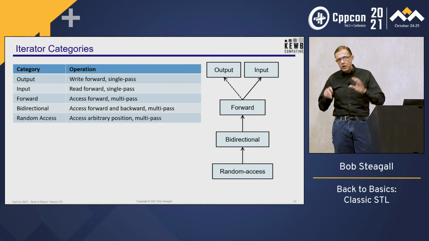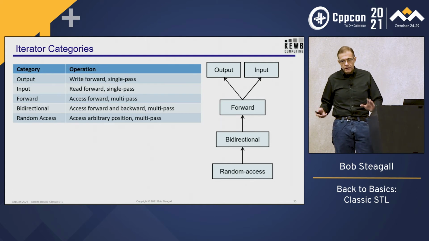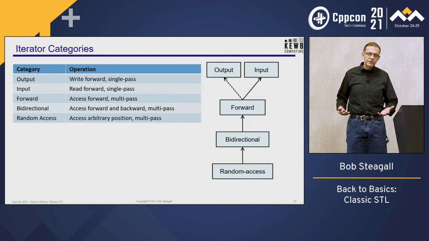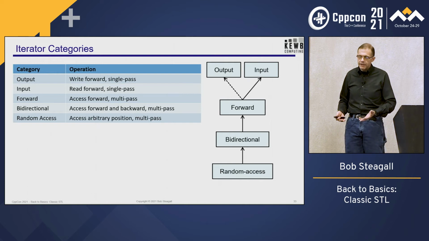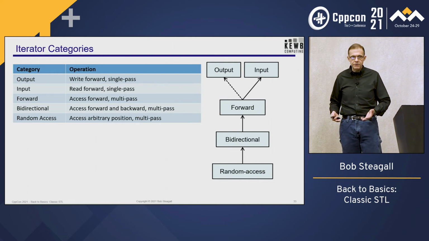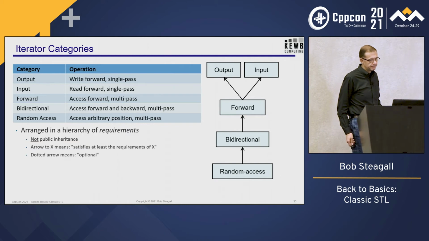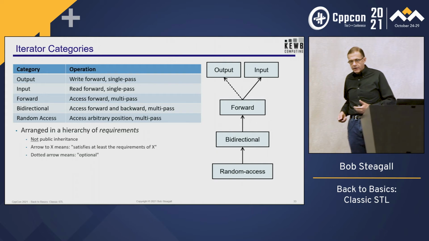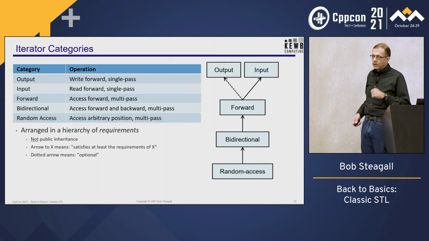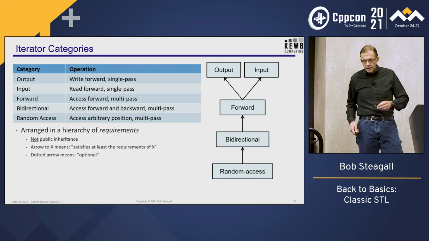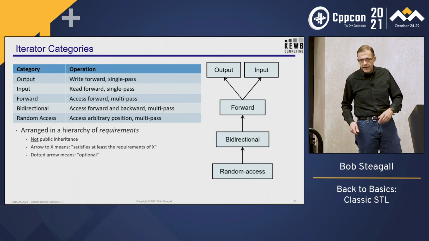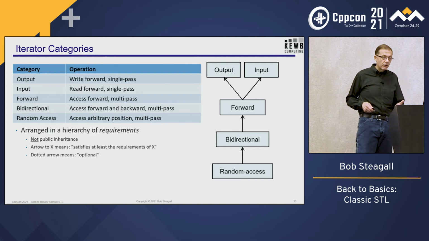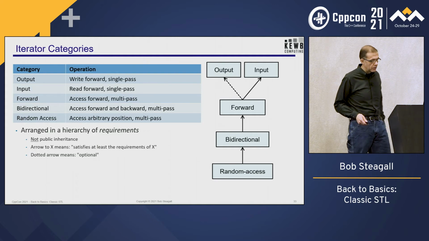So those concrete examples, I like to think, are the sorts of things that they had in mind when they abstracted those examples to design the interfaces that the 5 categories of iterators express. And as I mentioned before, these are arranged in a hierarchy of requirements, not public inheritance. An arrow to X means this thing, bidirectional, satisfies at least the requirements of forward and more. The dotted arrow in the diagrams means optional.